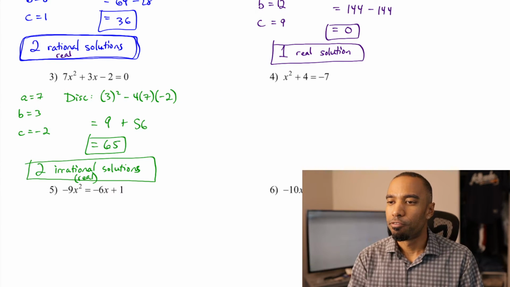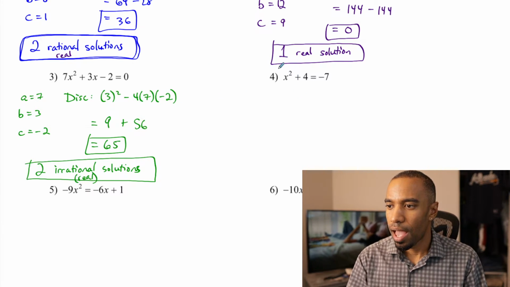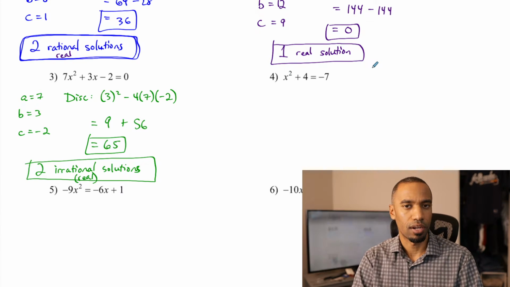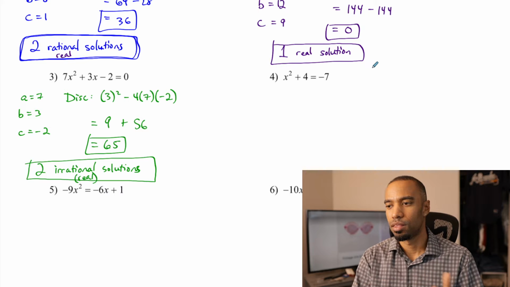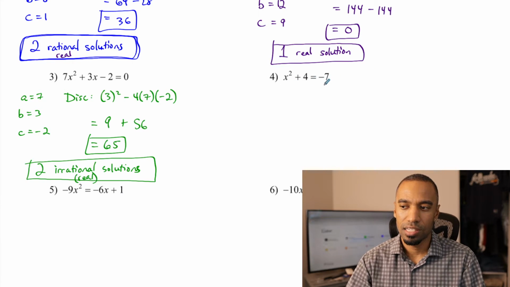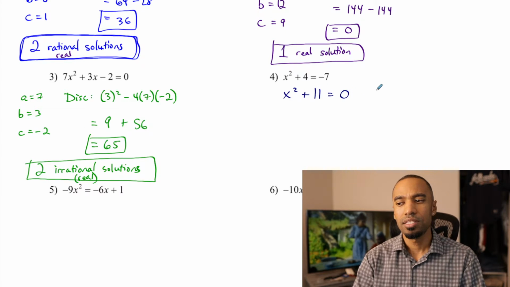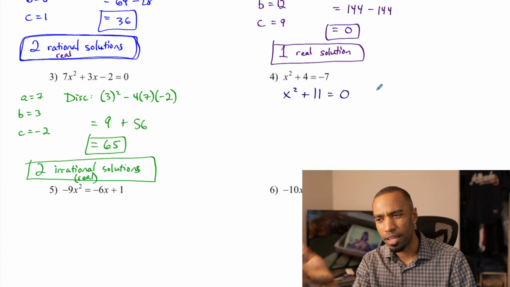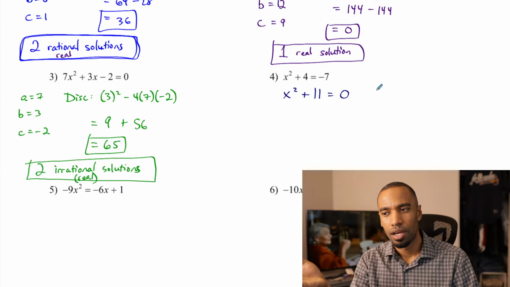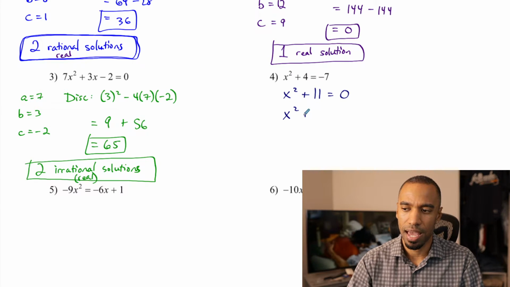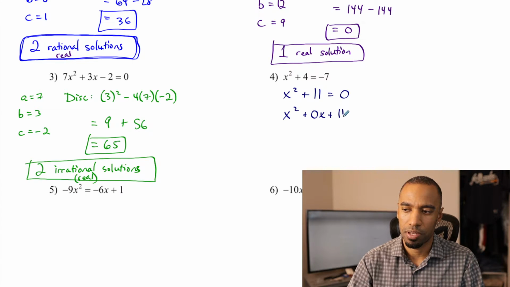All right, number 4, x squared plus 4 equals negative 7. Now, this is not in standard form set equal to 0. This is set equal to negative 7. So if I add 7 to both sides, I can combine it with the 4, and I get x squared plus 11 equals 0. It's in standard form, but it's a quadratic binomial. We seem to be missing a term. If you think about this, we're missing the term with the x in it. This would be x squared plus 0x plus 11 equals 0.